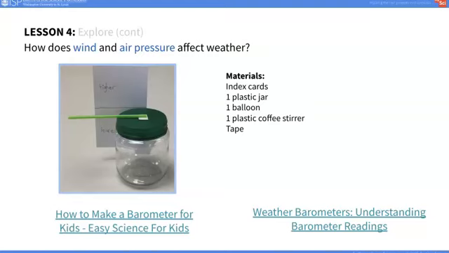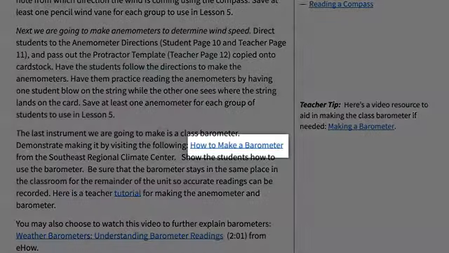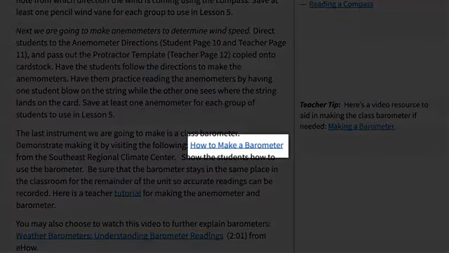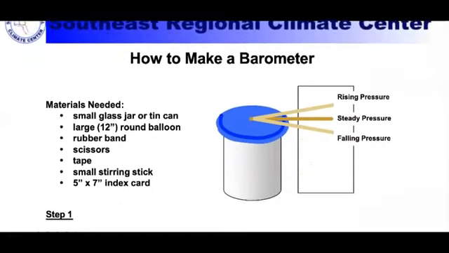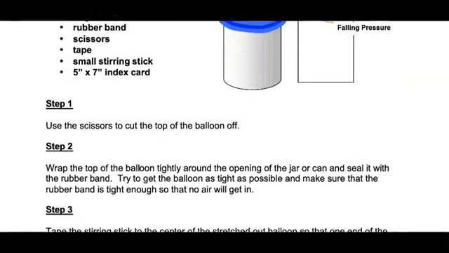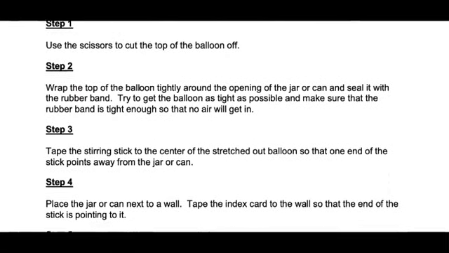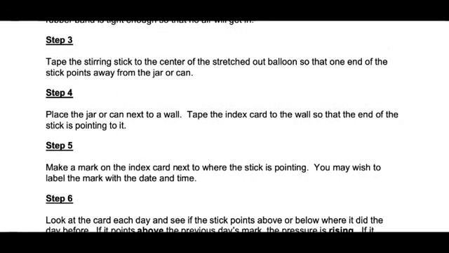Finally, you will develop a class barometer. This is a tool for measuring changes in air pressure. They will use index cards, 1 plastic jar, 1 balloon, and 1 plastic coffee stirrer to create this tool. Directions for constructing the barometer are linked in the curriculum. Directions for taking barometric readings are also linked in the curriculum, so please refer to these documents now. You may also view the tutorial for this lesson from the MySci website.